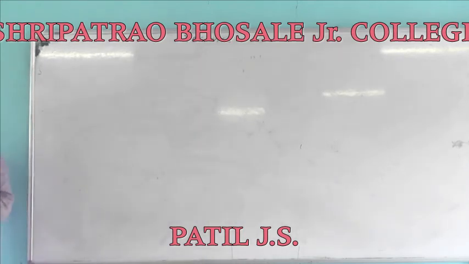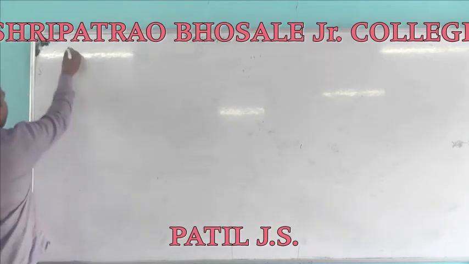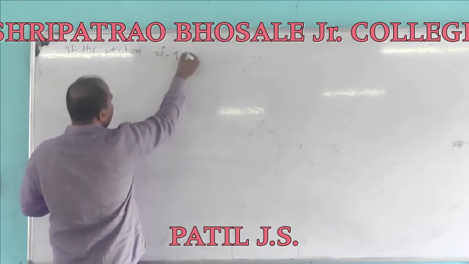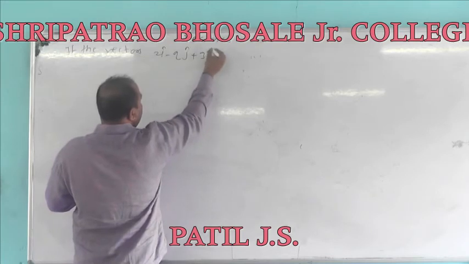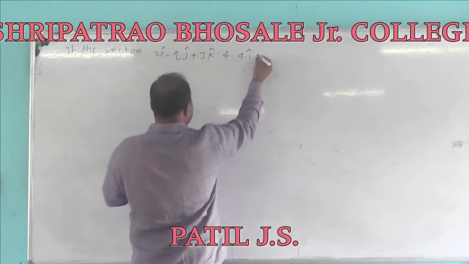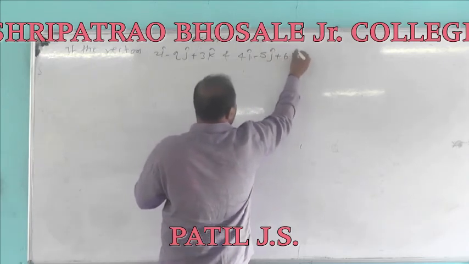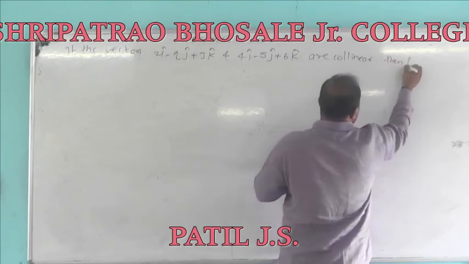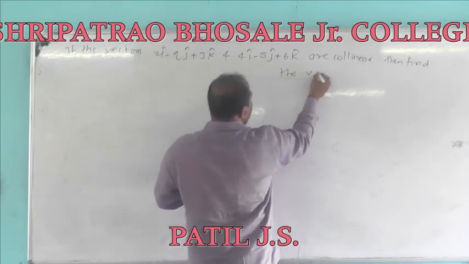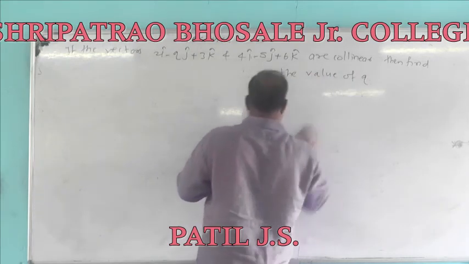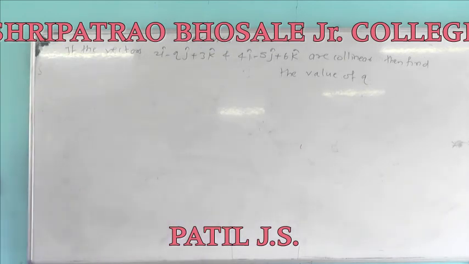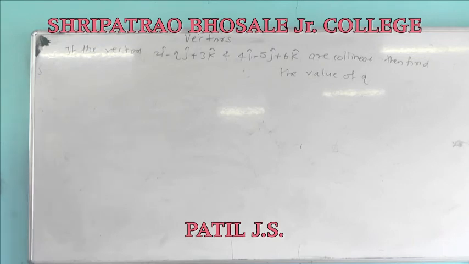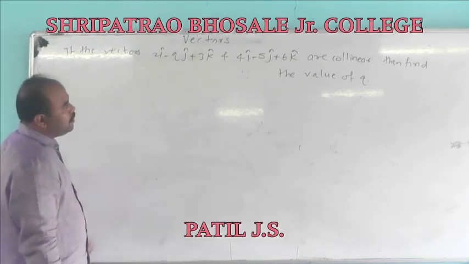Next, if the vectors 2i cap minus q j cap plus 3k cap and 4i cap minus 5j cap plus 6k cap are collinear, then find the value of q.